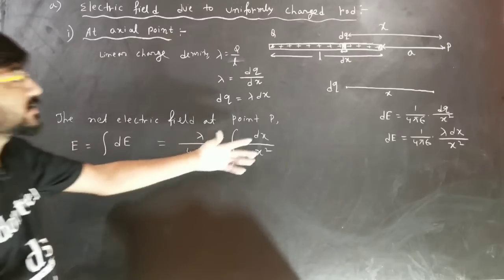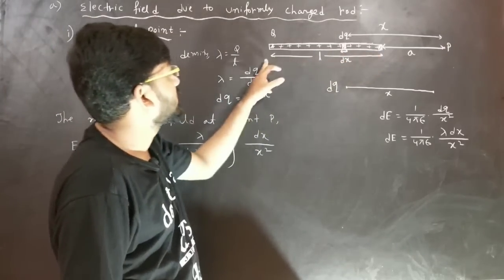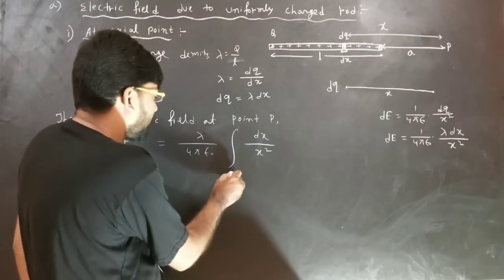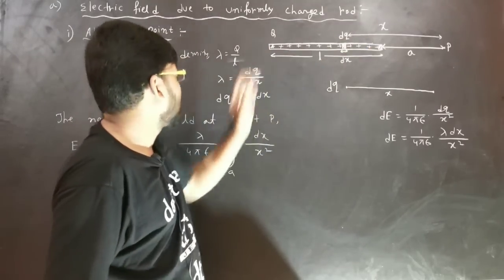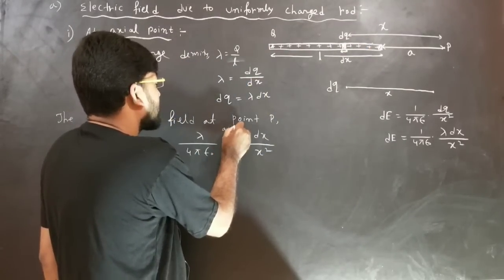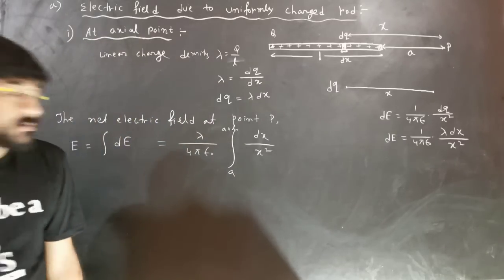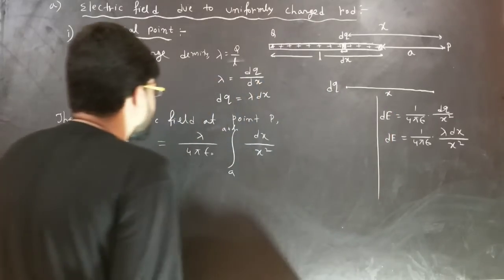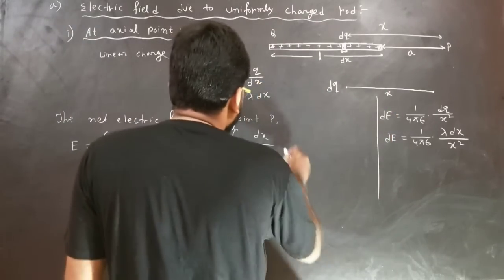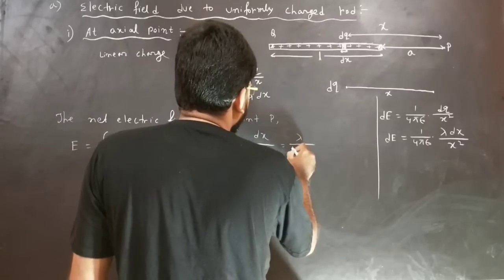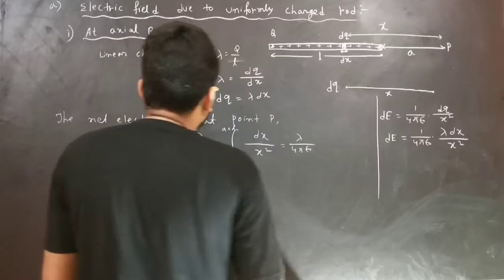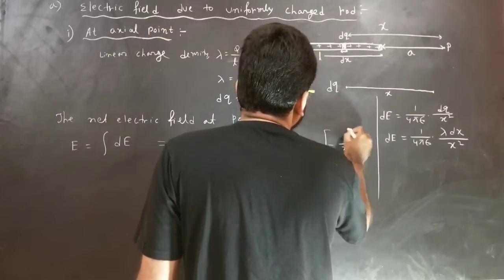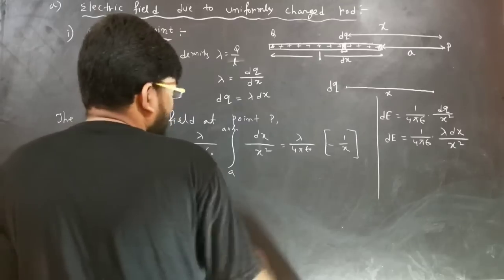Now I have said earlier that the limit will vary from here to here. So when dq is here, the distance from P is a, and when dq is here, it will be just a plus l. So the limit of the integration is from a to a plus l. Now you can integrate easily, because it is a very simple integration. 1 upon x square integrates to minus 1 by x. So it will be lambda upon 4 pi epsilon naught into minus 1 by x, and the limit will be a to a plus l.